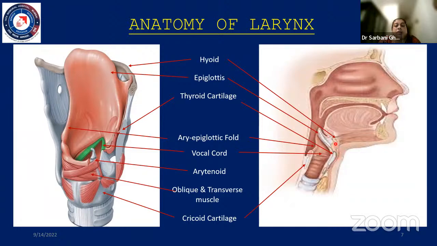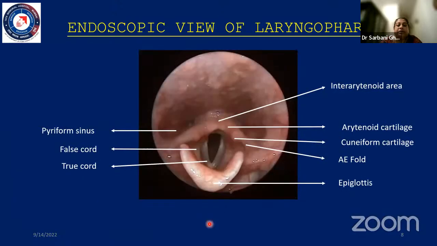So, superiormost would be the hyoid bone. Then you would also have the epiglottis, the thyroid cartilage, the aryepiglottic fold. The aryepiglottic fold is best seen when you're looking at it with your mirror. The vocal cords, the arytenoids, the oblique and transverse muscles, and of course, most inferiorly in the larynx, the rostrum would be the cricoid cartilage.